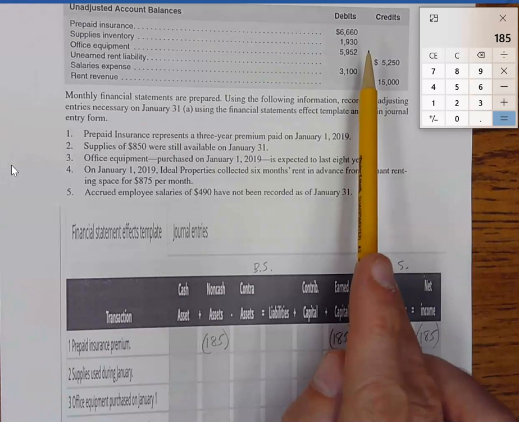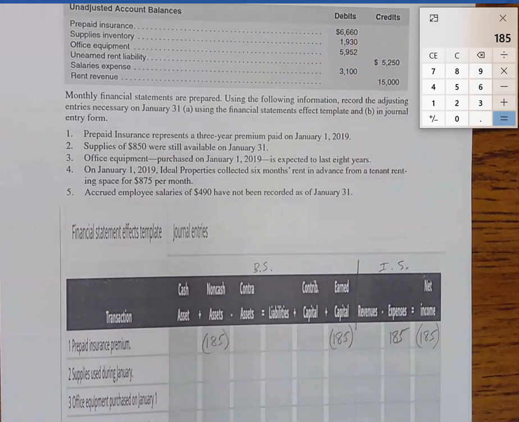So as of January the 1st, we had $1,930 in supplies. We now have $850. So all we have to do is take the $1,930 that we did have and subtract what we still have. And that will give us several pieces of information.